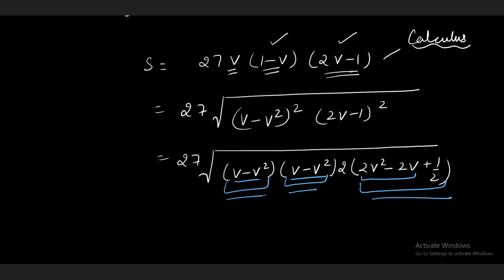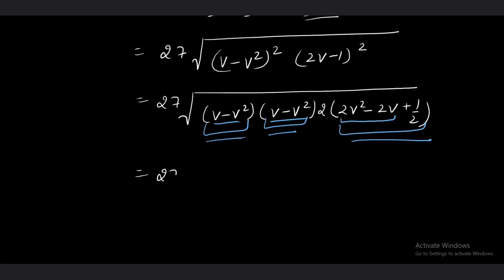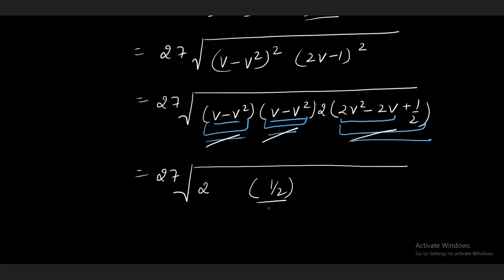I will be applying AMGM concept to these three factors. 27 as it is लिख दिया. वो जो 2 का factor है उसे भी मैंने अलग से लिख लिया. The product of 1, 2, 3 factors. Geometric mean is less than or equals to arithmetic mean. So I'm just going to add them together. We'll write directly 1 by 2 divided by 3 whole power 3.